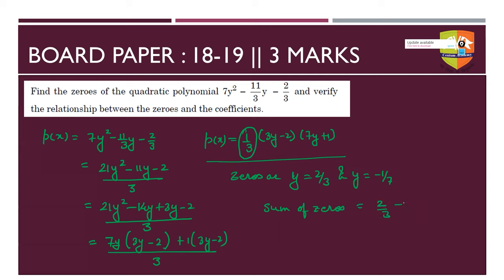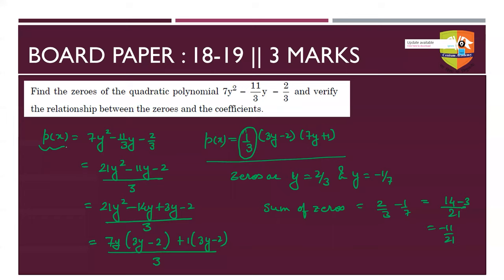2 by 3 minus 1 upon 7, which is equal to 14 minus 3, over 21, so minus 11 by 21. Is it? It is, right? So yes, you can equate it to zero directly, no problem.